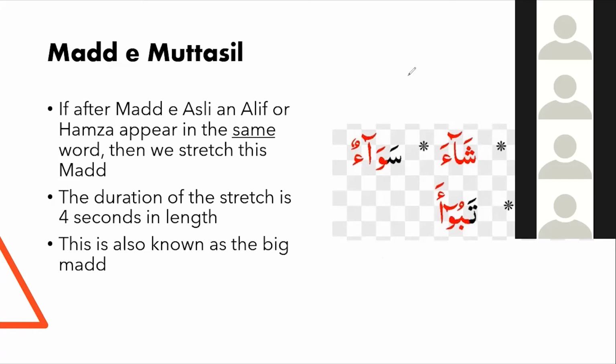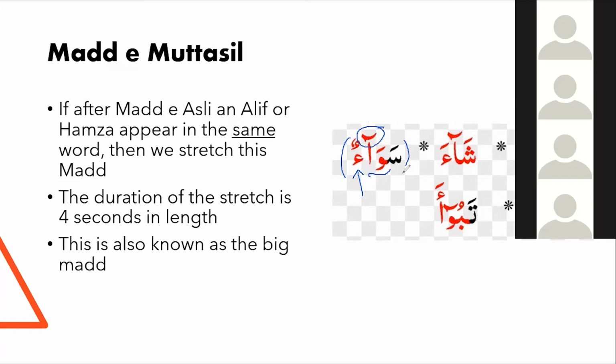Ustad, can you do the first example again, please? This one, yes. Okay. So when you're looking at it here, we have sawa'un. Can you see there? You've got your huruf mad here, and your hamza has appeared in the same word. But remember, have a look at this mad here, which is at the top.